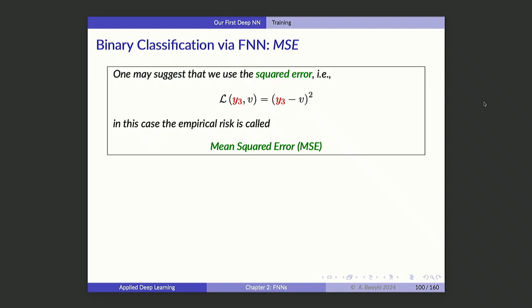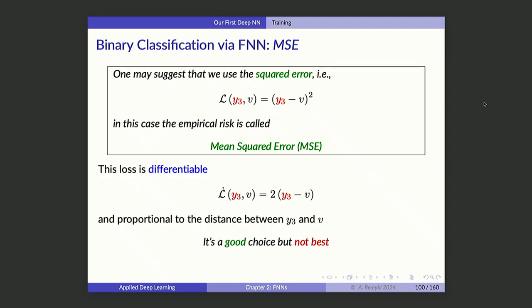If you use this one to compute your loss, then the empirical risk that you computed is going to be the mean squared error, MSE. Clear? So this is one choice. This is a very good choice because you can simply compute the derivative of this with respect to y3. It's simply 2 times the same term. Clear? And I have the derivative, so everything is going to work in backpropagation. But this is not the best thing we can do.